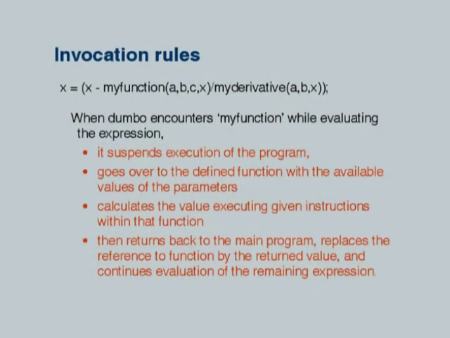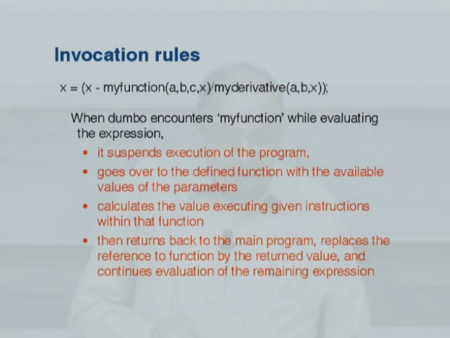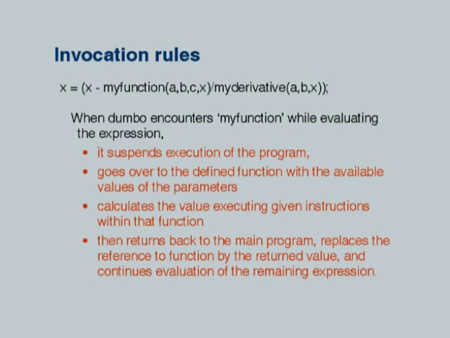These are the invocation rules. I have written here the expression for my benefit. And once again I repeat, when Dumbo encounters my function while evaluating this expression, it suspends execution of the program. At this stage, that program execution stops. No instruction is executed in that program. It goes over to the defined function with the available values of the parameters A, B, C, and X in this case. That assistant, or the function, will calculate the value executing the instructions given in that function.